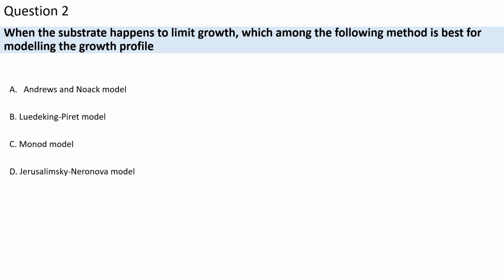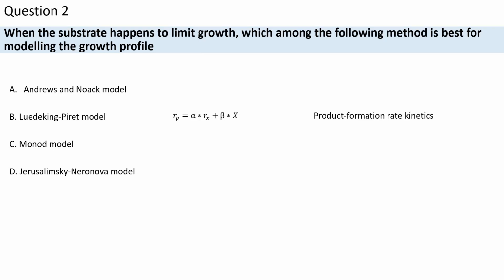Moving on to question 2. When the substrate happens to limit growth, which among the following is best for modeling the growth profile? Option A, Andrews and Noack model. Option B, Luedeking-Piret model. Option C, Monod model. Option D, Jerusalimsky-Neronova model. Okay, first we will see whatever we know very well.